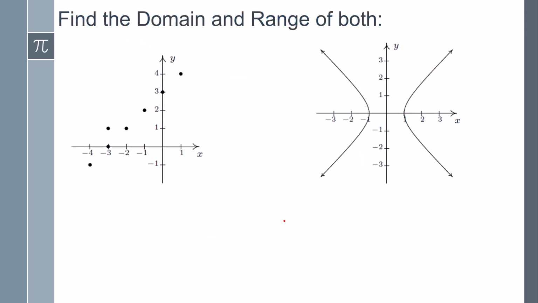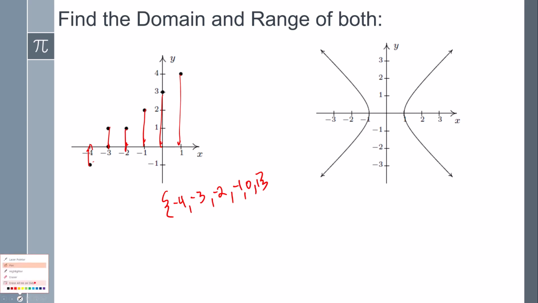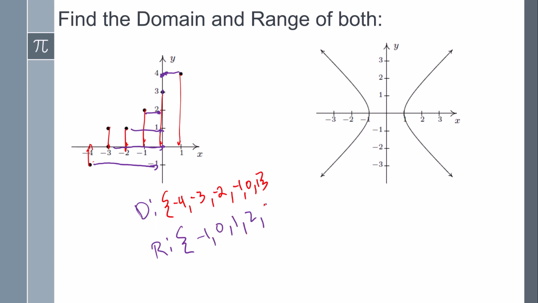So let's look at a few more of these. If I were to project, project, project, there's the domain. That's going to be the roster method. It's just going to be a list of those values: -4, -3, -2, -1, 0, and 1. And if I wanted to find the y values, project, project, project. So that's the domain, and this is the range. That's going to be -1, 0, 1, 2, 3, and 4.